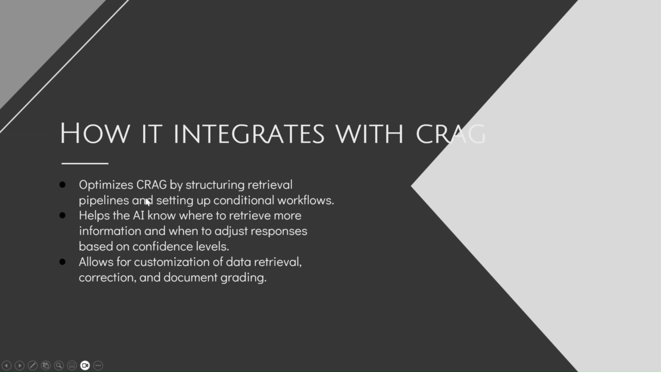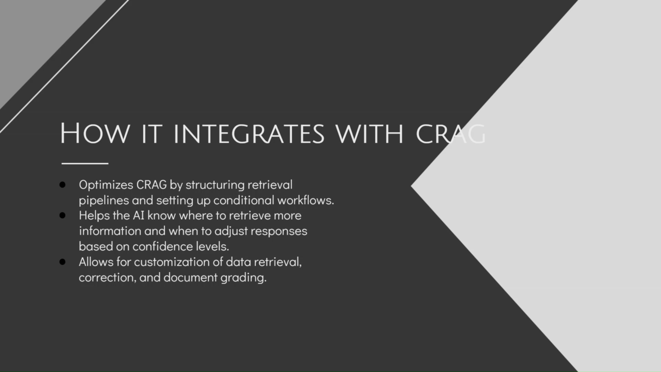Now, here is where LangGraph really shines with CRAG. We have already talked about how CRAG corrects low confidence answers by retrieving more data or adjusting the response. Well, LangGraph can be used to structure and optimize the entire process. For example, you could use LangGraph to build the actual retrieval pipeline, making sure that when the AI detects a potential issue in its first response, it knows exactly where to go to get more relevant information.